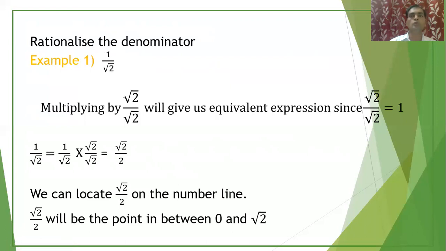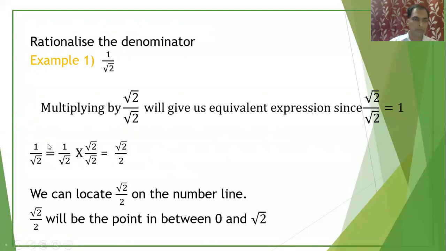But how to actually convert the irrational number to the rational number? Multiplying by root 2 upon root 2 will give us an equivalent expression since root 2 upon root 2 is equal to 1. So what we are going to do? We are going to multiply this 1 upon root 2 by root 2 upon root 2.